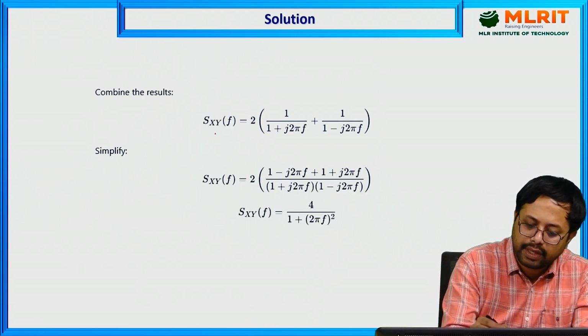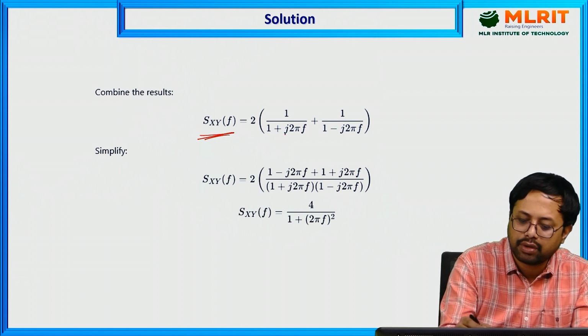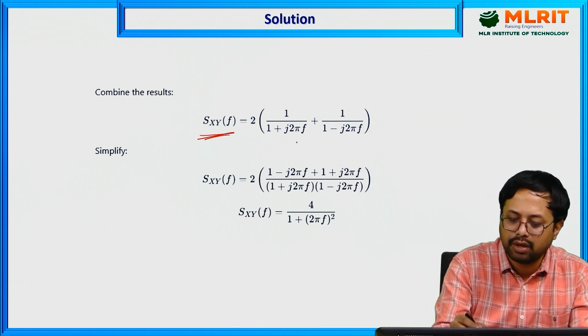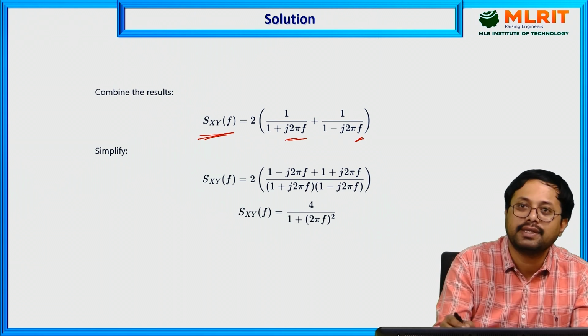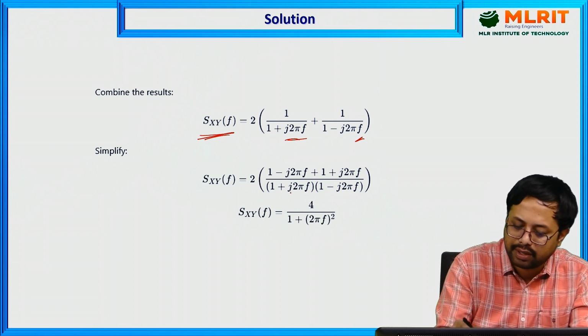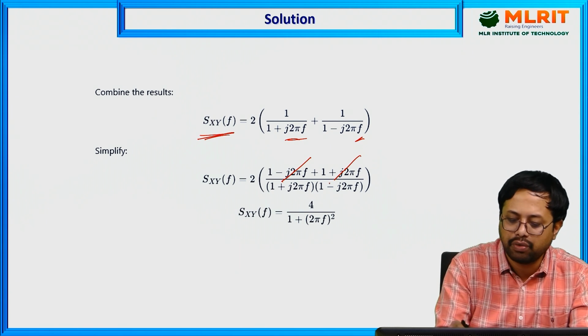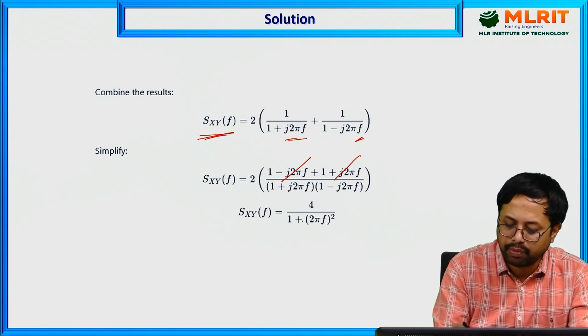Okay, Sxy of omega is equal to 2 into (1 by j2πf) by (1 by j minus j2πf). Do the LCM for both and cross multiply. Then this term and this term will get cancelled, and we will get 2 into 2, 4, divided by the denominator.